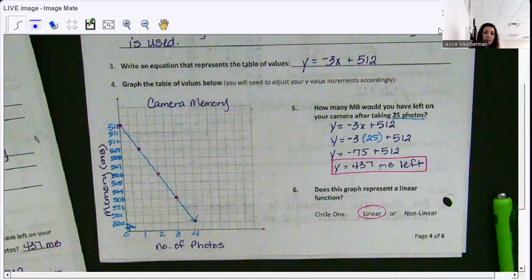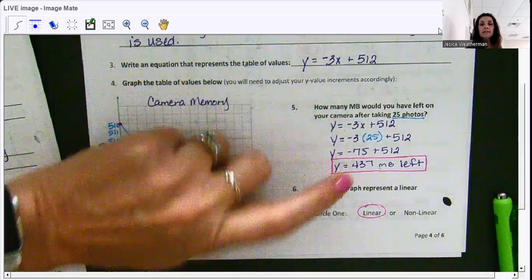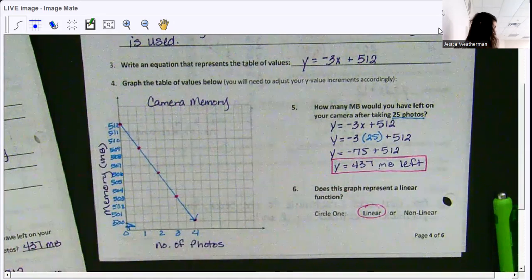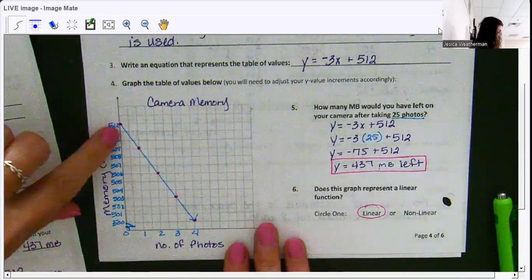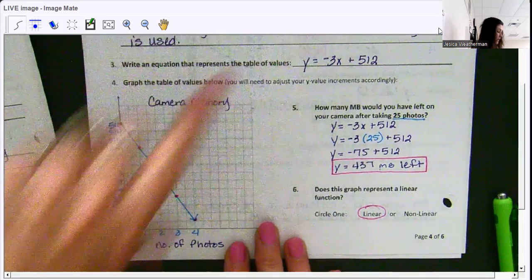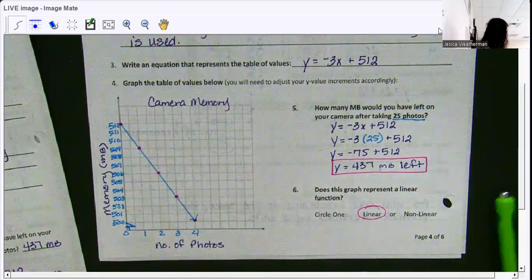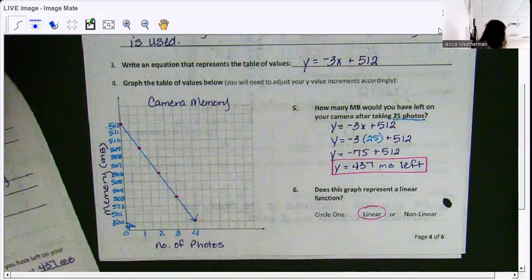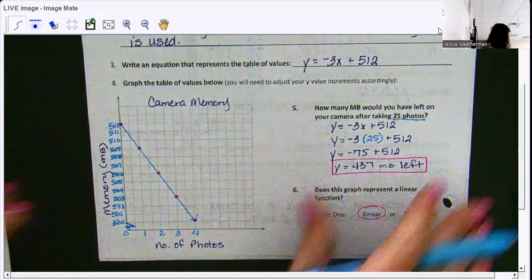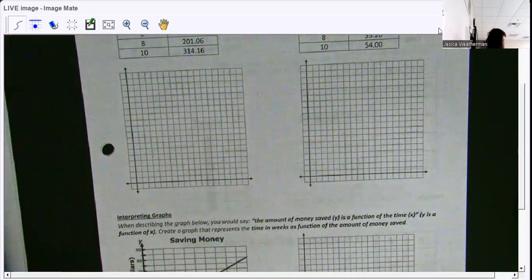Okay, so after taking 25 photos, you will have 437 megabytes left, and this is a linear equation because there is a constant rate of change of negative 3, and the graph forms a straight line. Okay. All right, let's go ahead and move on to page 5. On page 5, we have 4 different graphs.